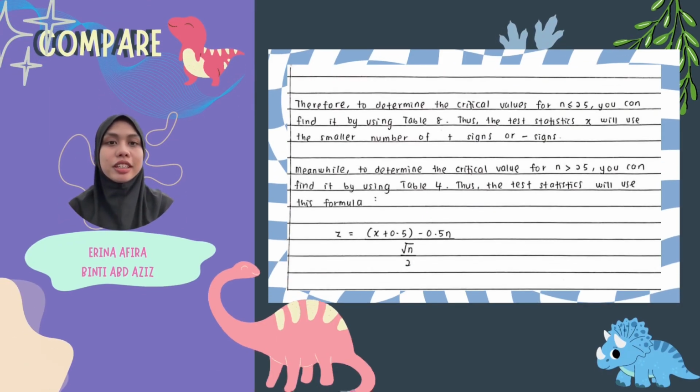Therefore, to determine the critical value for n less than or equal to 25, you can find it by using table 8. Thus, the test statistic x will use the smaller number of positive signs or negative signs. Meanwhile, to determine the critical value for n more than 25, you can find it by using table 4. Thus, the test statistic will use this formula, according to the slide.